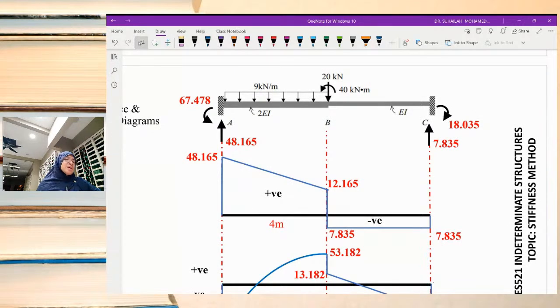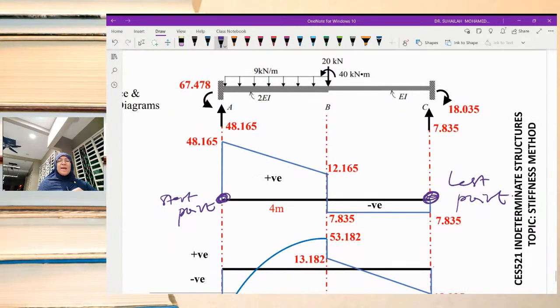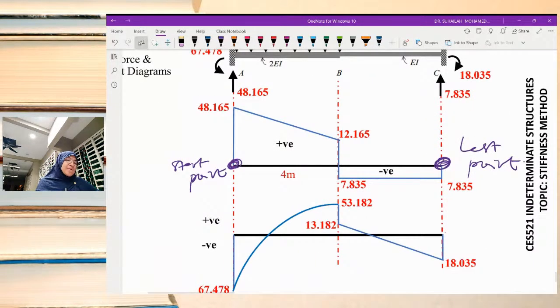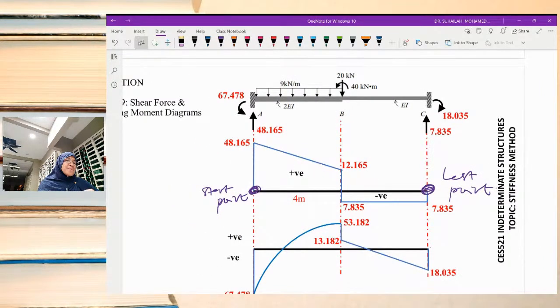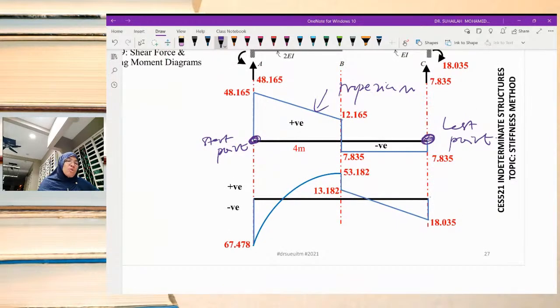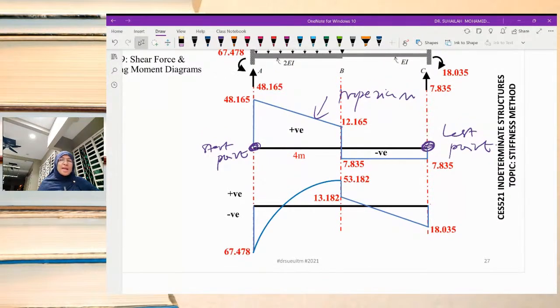The diagram must start at 0 and end at 0. This is the start point, and this is the last point. So it actually starts from 0 and ends at 0 for both the shear force diagram and bending moment diagram. This is the case where we only have a trapezium. Trapezium means no intersection. No intersection means there is no maximum moment in the bending moment diagram. It is just like this.